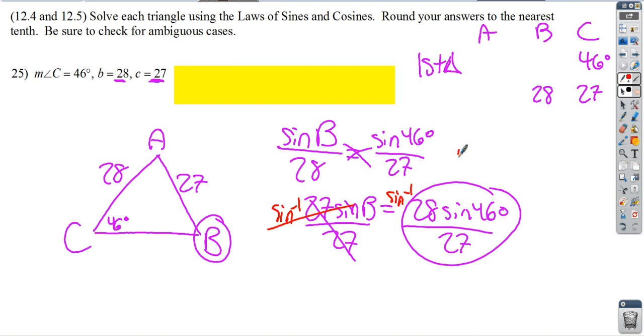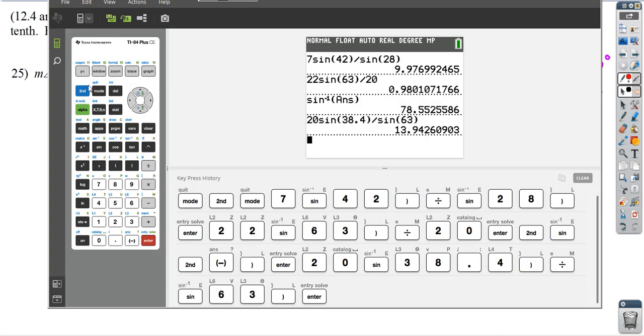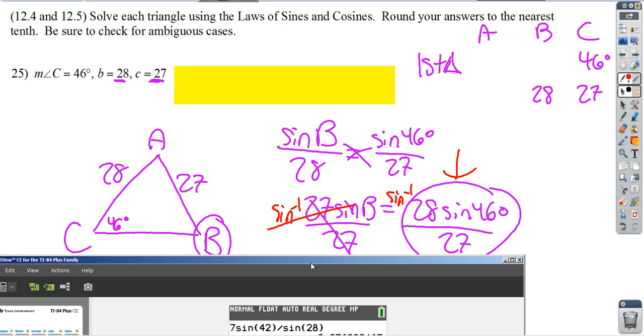So we want to know the inverse sine of that messy number right there, and that's going to give us angle B. And then from there we'll be able to judge if there might be a second triangle. So inverse sine, what did it say?